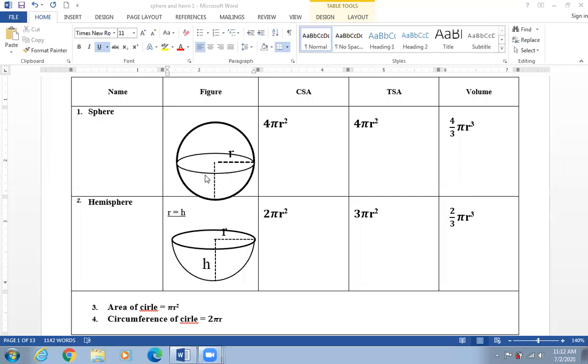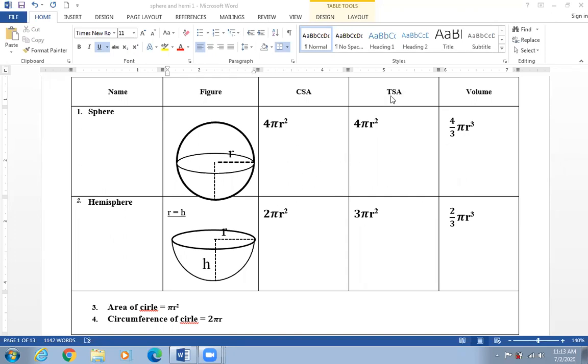Okay, so since it is half, then what do we need to do? We need to make it half also. Okay, so the TSA is different, but the others are going to be half. So what is the half of 4? It is going to be 2. So 2 pi r square. What is the half of 4? It is 2. 2 by 3 pi r cube. Same, the formula is same.